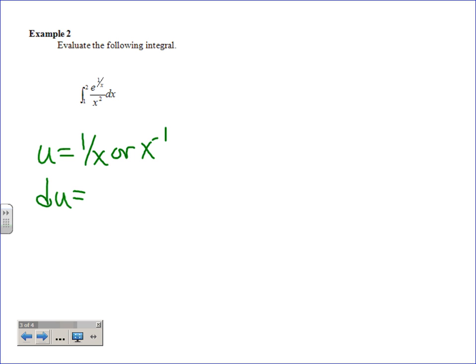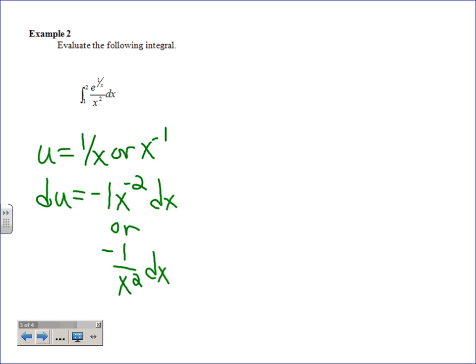Now again, this is the derivative. The derivative of x to the negative 1 is negative 1 x to the negative 2 dx. Do we have an x to the negative 2 in the problem? Well, technically we do, because there's an x squared on the bottom. So what some people do is they prefer to rewrite this as negative 1 over x squared so they can see that the x squared is actually on the bottom like it's supposed to be.